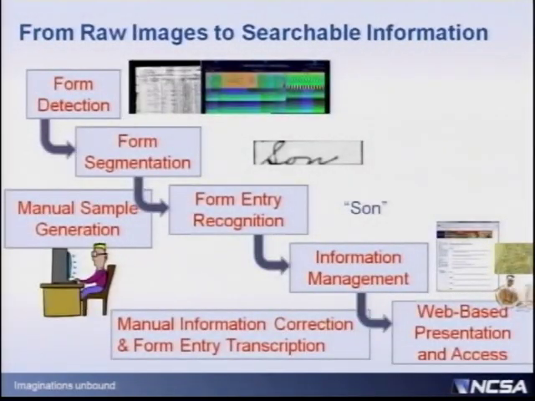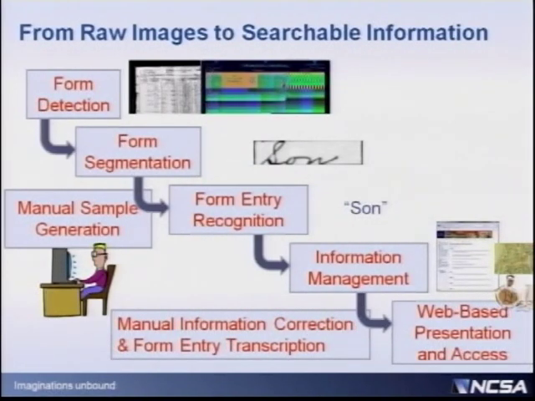Okay, so if you think about the pipeline from raw images to searchable information, you first probably would like to take the forms that were given, the blank forms, and somehow detect them in your microfilm image. And then once you know exactly where the fields are, you extract or segment out those fields, like I did with the word sun. Now you have just an image, and you want to really know that that image represents sun, so you have to do some form entry recognition.